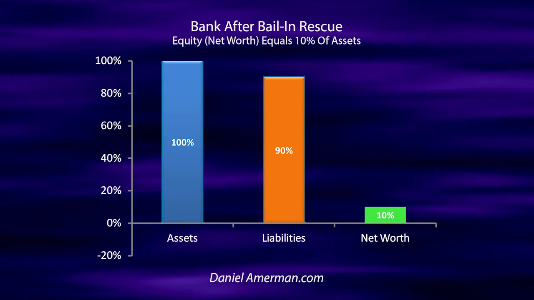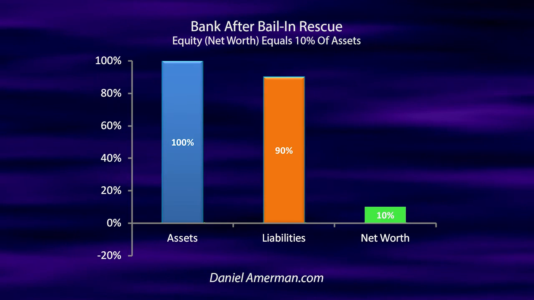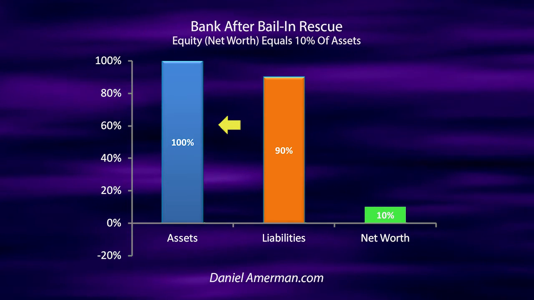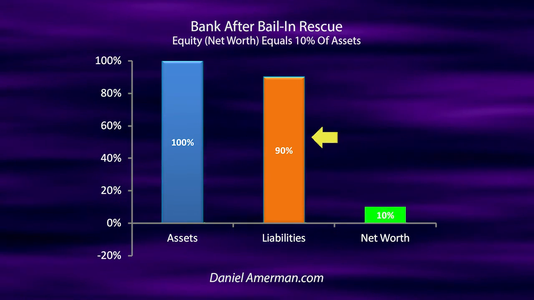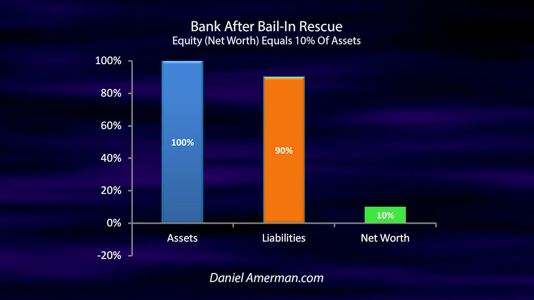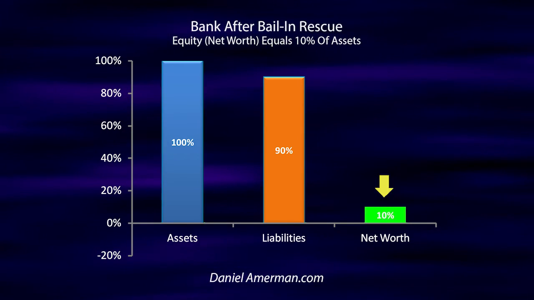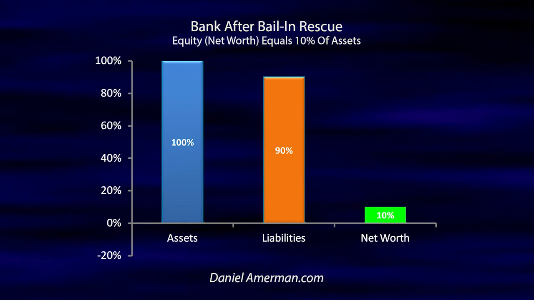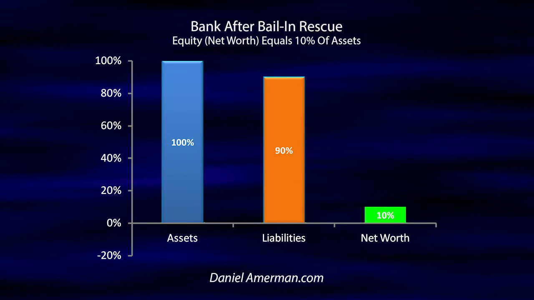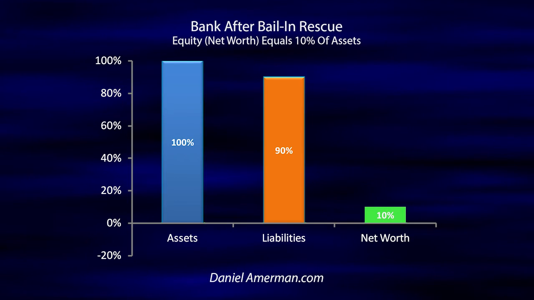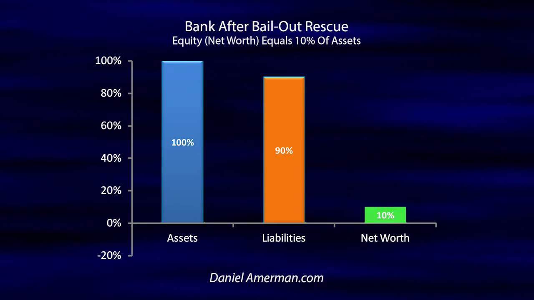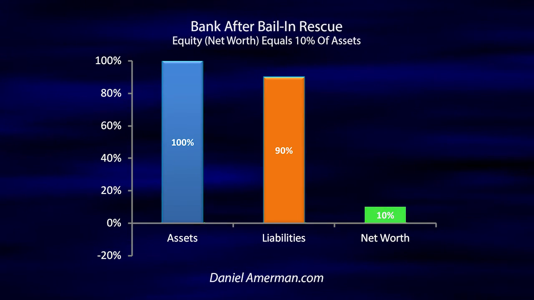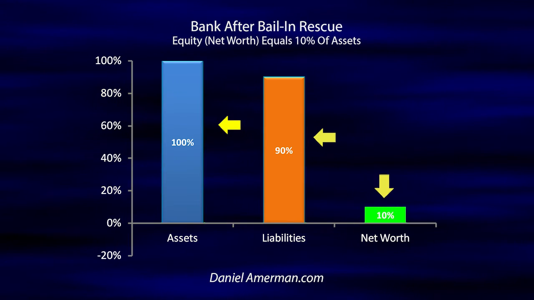And if we look at what really matters from a regulatory and governmental perspective, which is our percentage equity, if we have $70 billion in assets equal to 100%, then $63 billion in liabilities is 90% of that, and $7 billion in equity is equal to 10% of our 100% in assets. So if we're looking at a percentage basis, which is how regulators look at this situation, how accountants look at this situation, then it really doesn't matter whether we're doing a bailout or a bail-in. Either way, we end up with 100% assets, 90% liabilities, 10% net worth.